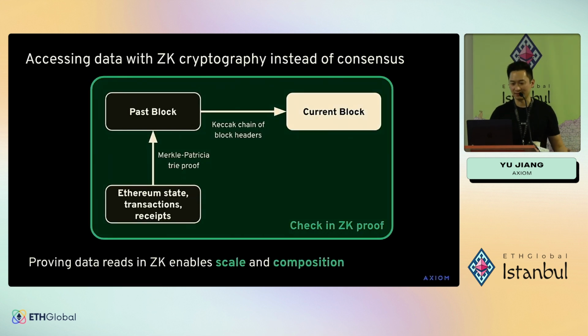What Axiom allows you to do is access data with ZK cryptography instead of consensus, right? If you look here, this is essentially a model of a blockchain. Each past block commits to the entire history of the blockchain, and each block has commitments to the state, the transactions, and receipts. Proving that data in ZK enables scale and composition, because when you prove it in ZK, you're able to get all this data and use it in your smart contract.